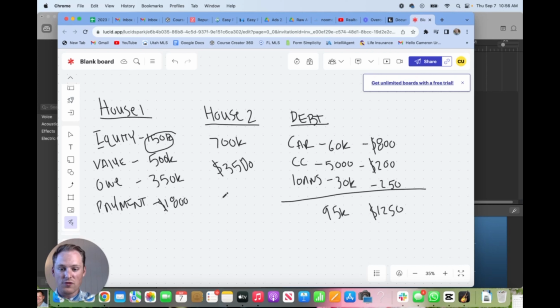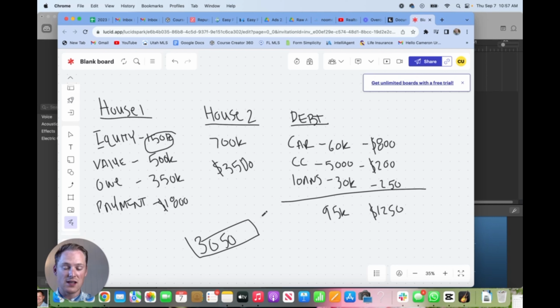Once you see this full financial picture, you're able to say, okay, we have the $150,000 in equity, we have $95,000 in debt, and we have an extra $1,250. So in total, what this person is paying on a monthly basis is $3,050, okay?